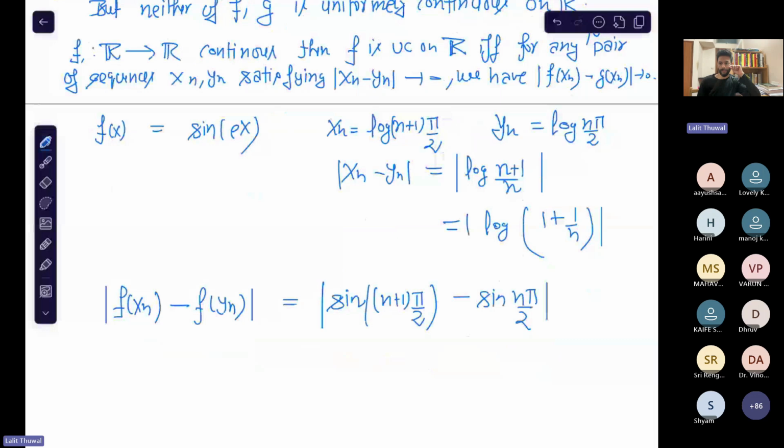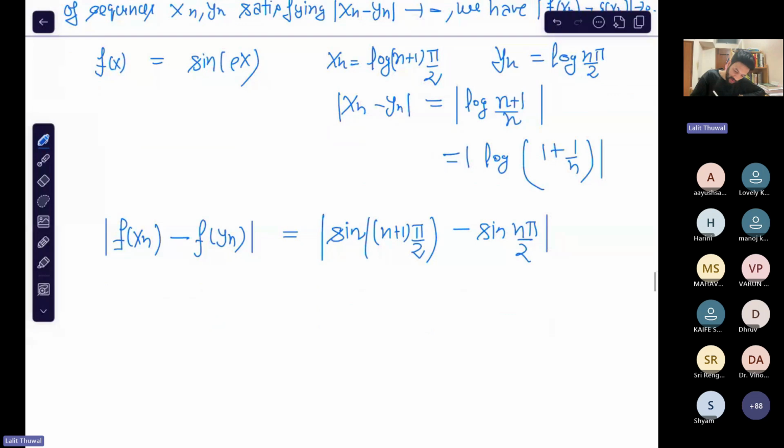Is it convergent or not convergent? Think about it. How do you see quickly that this is not a convergent sequence? It doesn't matter if it is convergent. What we want is that this does not converge to 0. That's what we want.